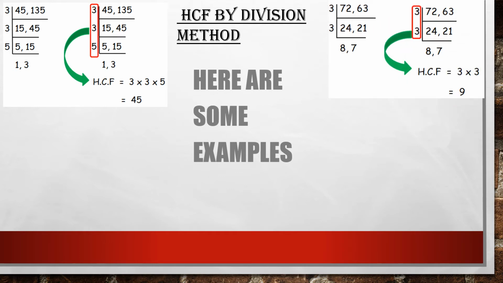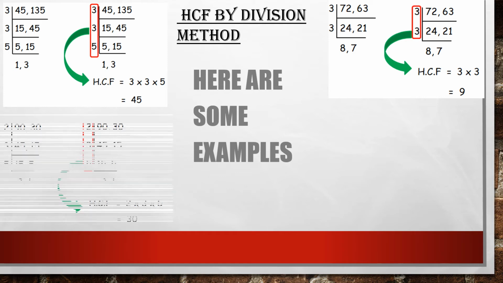Let's take the case of 72 and 63. Both of them are divisible by 3. We divide by 3 and the respective quotients are 24 and 21. Again, both are divisible by 3. We get the quotients as 8 and 7. As you see, there is no number which is commonly divisible by 8 and 7. So we stop there, and the HCF is the product of 3 and 3, and we get the answer as 9.